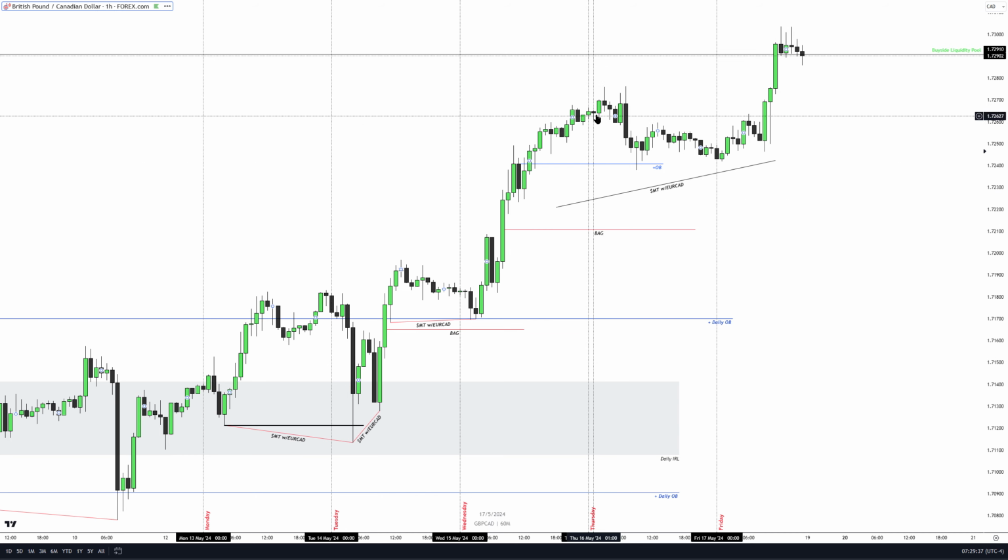Now we can see that on Thursday, price has yet to reach the buy side liquidity pool, and again we have that breakaway gap here, showing still that GBP CAD has very much strength.